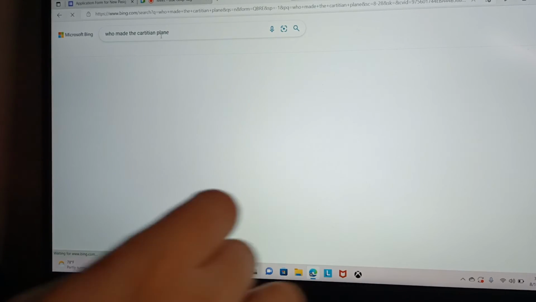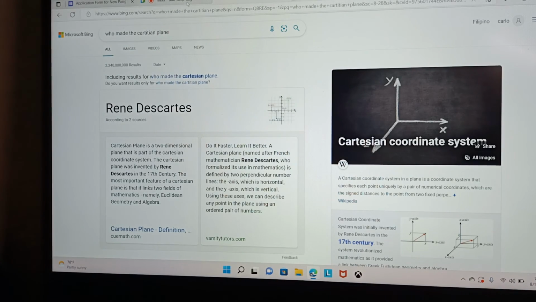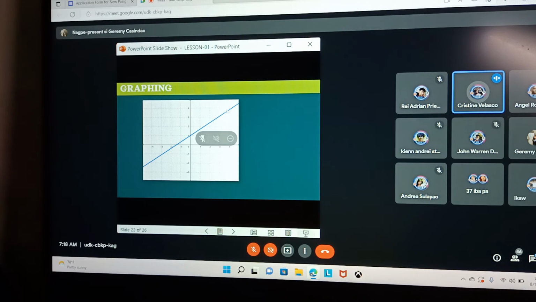So, who do you think is the one who made it? Okay, go ahead, Velasco. René Descartes, po. That's correct. The one who made the graph or the Cartesian plane is René Descartes. Always remember that one. Who knows, it might come out in the quiz, who made the Cartesian plane or the graph. Okay?